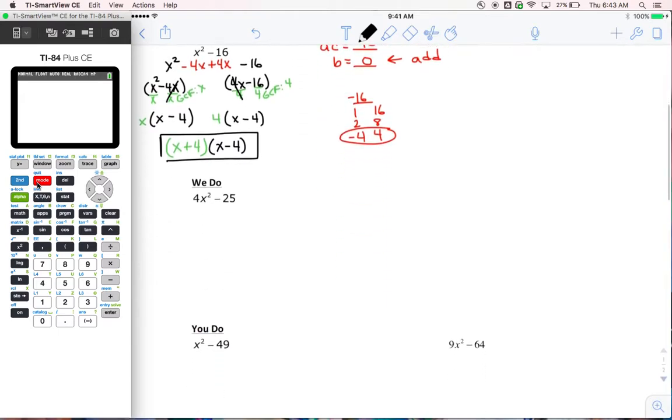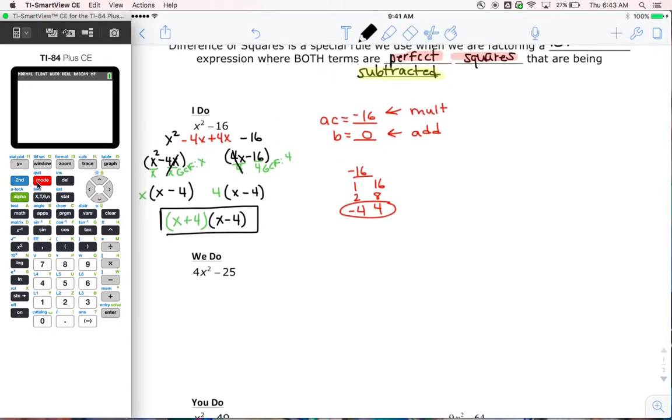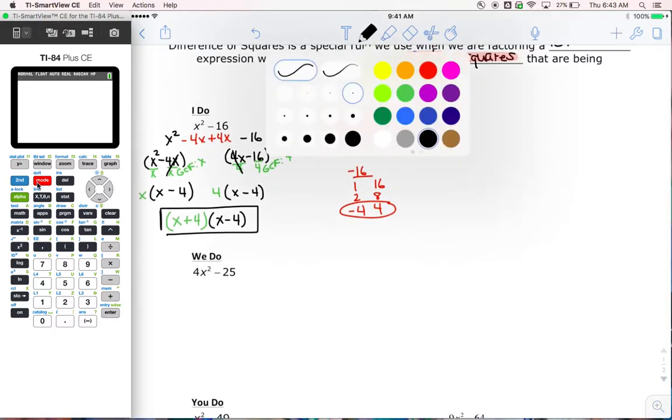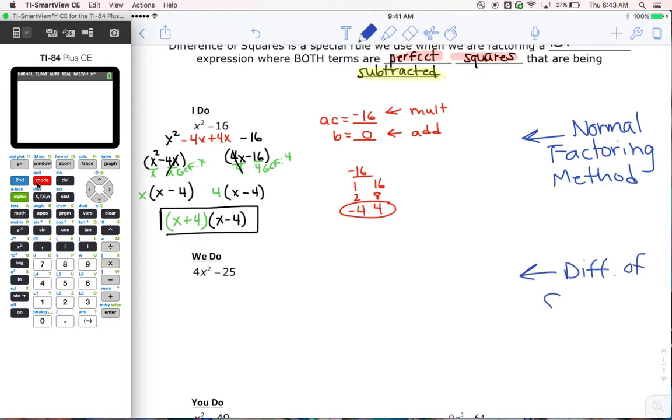All right? So I'm going to go ahead and do this middle problem, and I'm going to use the rule. All right, so let's make a quick note. Here is the normal factoring method, right? Normal factoring method. And now for the next problem, I'm going to use the difference of squares rule. Either way works. All right, but on this next one, I'm going to use the difference of squares rule.